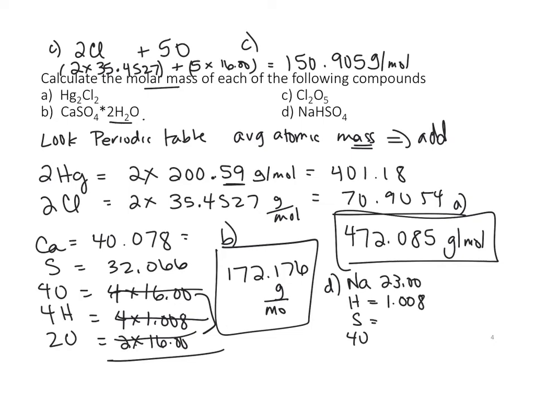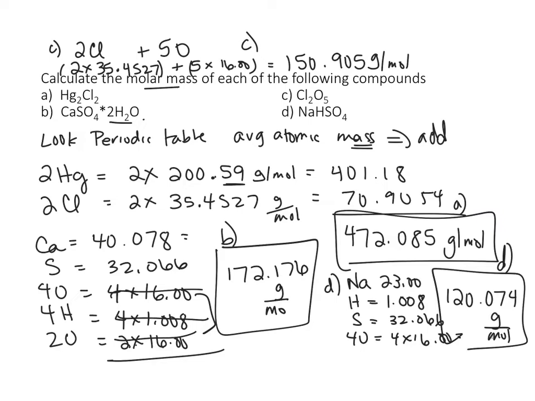1.008 for hydrogen. Sulfur is 32.066. Oxygen, 4 times 16. And we add all those up: 4 times 16 plus 32.066 plus 1.008 plus 23 is 120.074 grams per mole for D, sodium bisulfate. The hydrogen makes it bi.